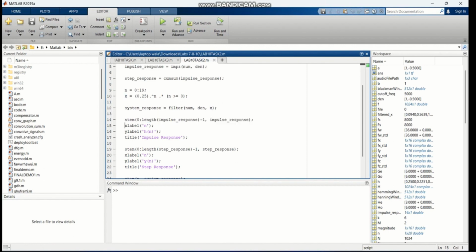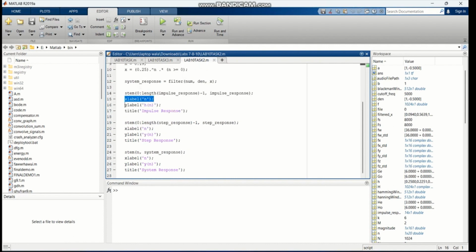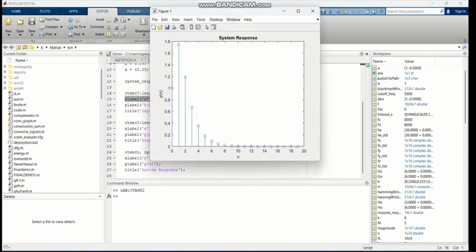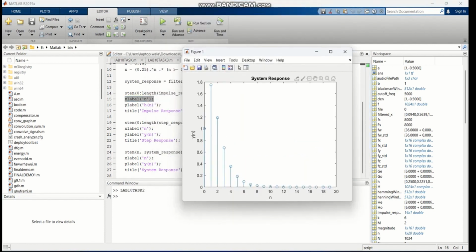Then we have x label and y label. On the x-axis we have n, and on the y-axis we have h of n, which is basically our response. So by running this code, we get the output as a system response. You can see here it ranges from 0 to 19 as our n is equal to 19. So this is the output.